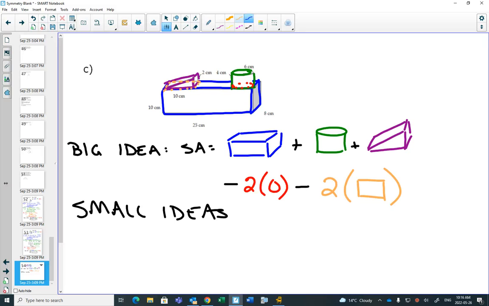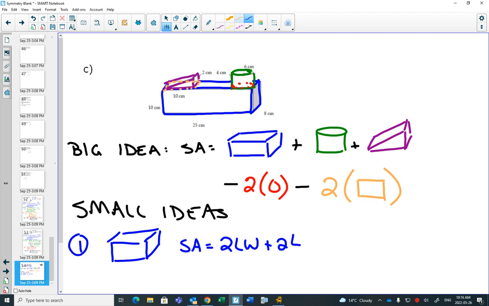Idea number 1 in blue. Our rectangular prism. We have our surface area formula on our formula sheet. 2 length width plus 2 length height plus 2 height width. And we know that our height is 10 centimeters. Our length is 25 centimeters. And our width is 8 centimeters.